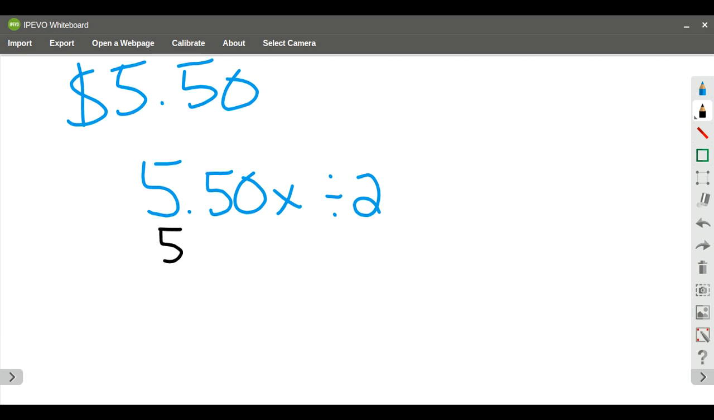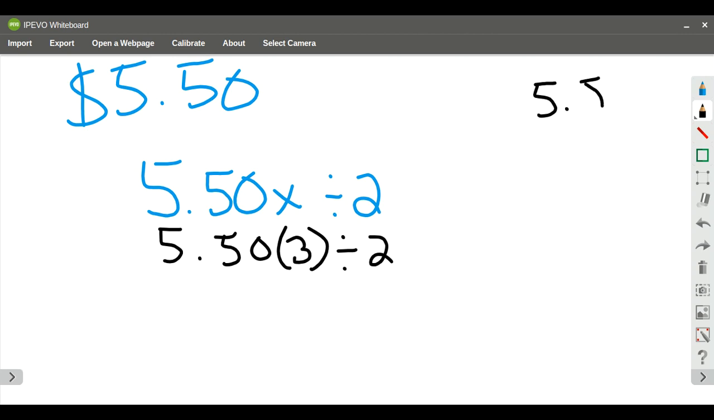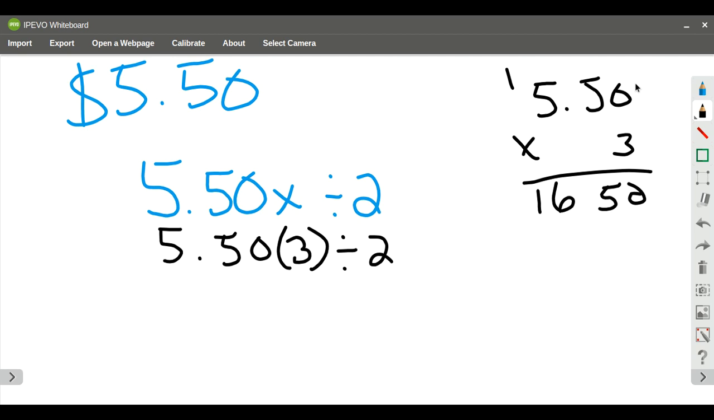So first thing I'm just going to go ahead and substitute. So I'm showing that step of substitution so I know what the value is going to be. So it's going to be divided by 2. And then I'm going to do my work off to the side. So 550 times 3. So 0 times 3 is 0. 3 times 5 is 15. I regroup the 1. 3 times 5 is 15 plus 1 is 16. I have 2 values behind the decimal, so I have 2 values behind the decimal in my quotient.